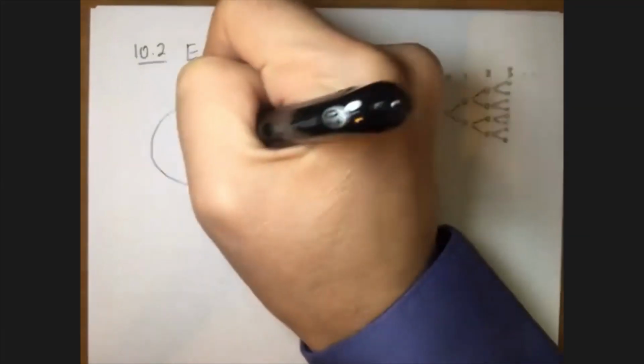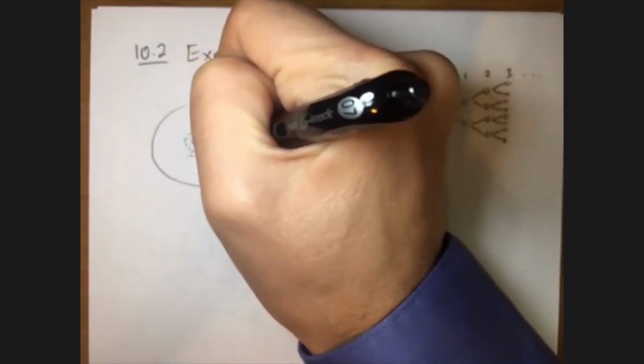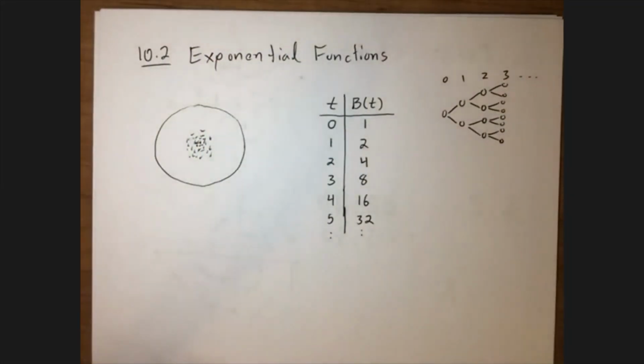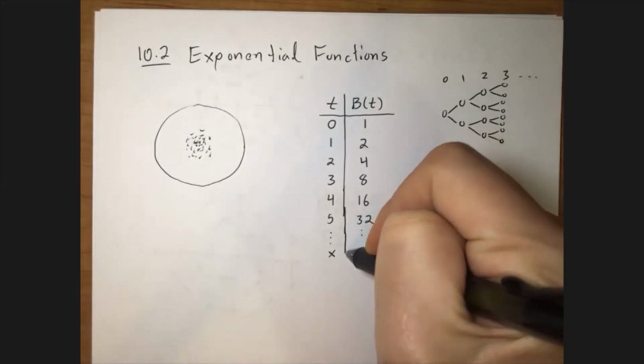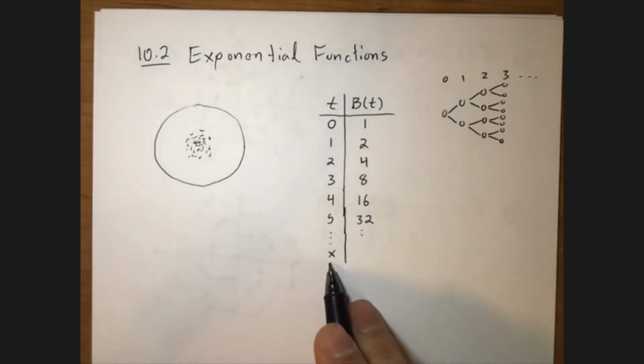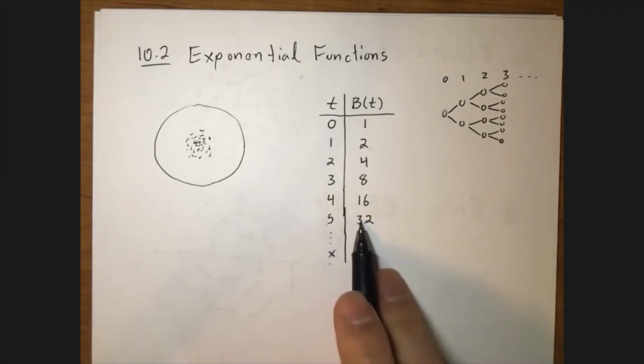Okay, so the bacteria is growing and growing and growing, and it starts growing faster and faster the more there is, and eventually it'll fill up that petri dish. Okay, so the question is, can we come up with a formula for the amount of bacteria after X hours? Can we see the relationship from the first column to the second?